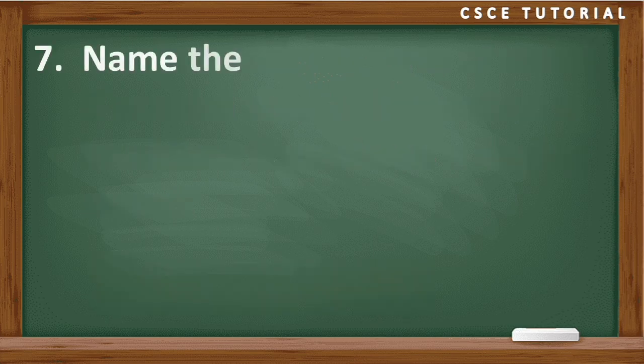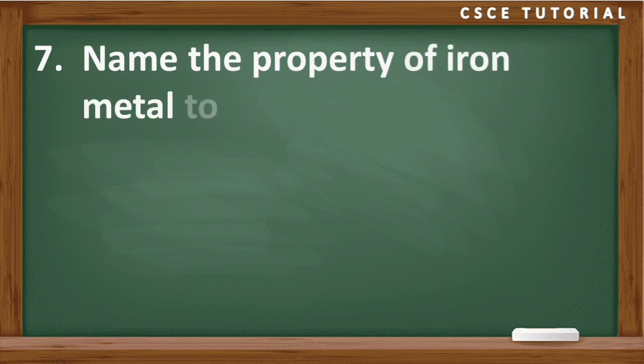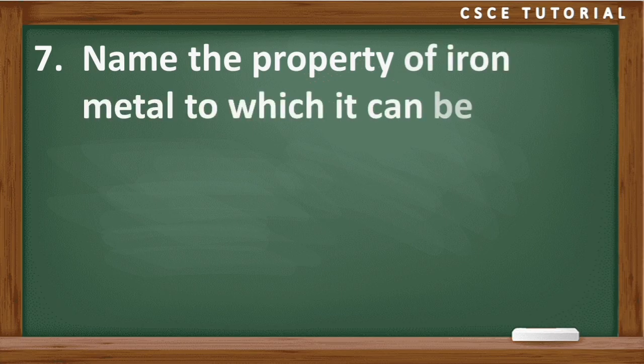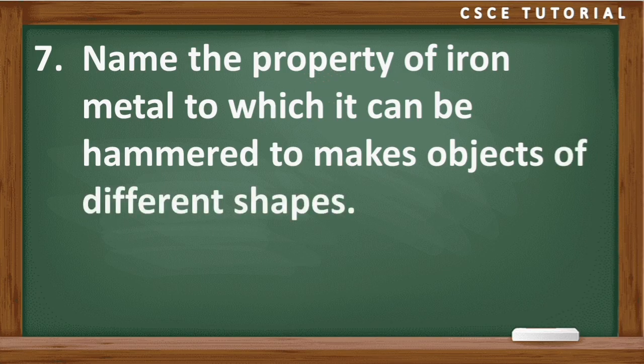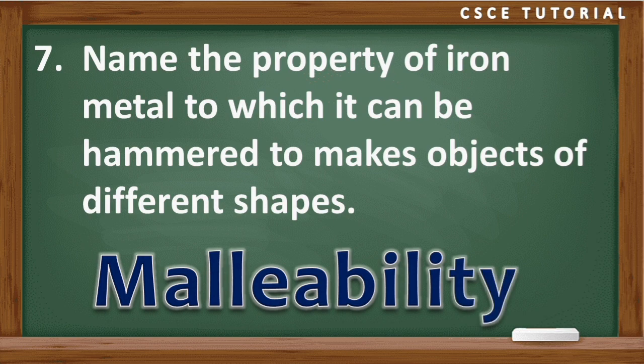Seventh, name the property of iron metal due to which it can be hammered to make objects of different shapes. Its answer is malleability. Malleability is that property with which metals can be hammered into thin sheets or any shape.